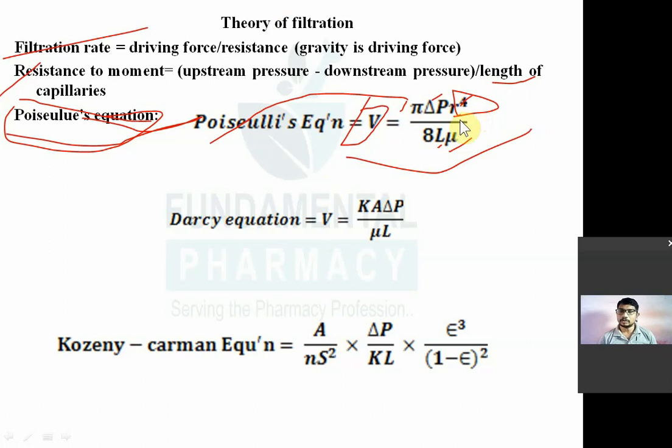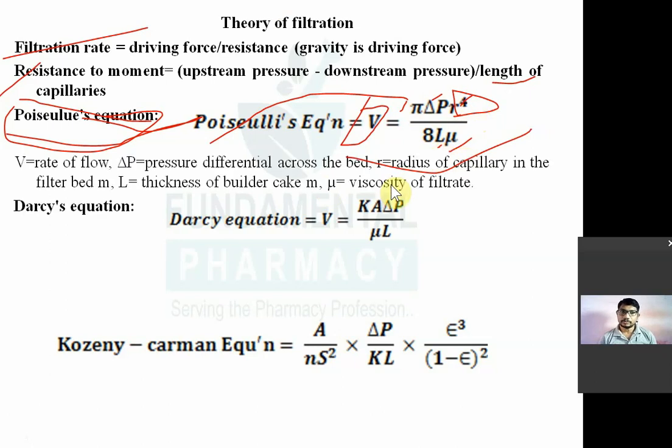So according to Darcy's equation, velocity, which means rate of filtration, is equal to K into A into delta P divided by micro into L. So what is K? K is nothing but the permeability coefficient or permeability factor of cake. Then A is nothing but the surface area of porous bed. Delta P is the pressure differential, micro is the viscosity of the liquid being filtered, and L is the thickness of your cake. Again, other terms are similar to Poiseuille's equation.